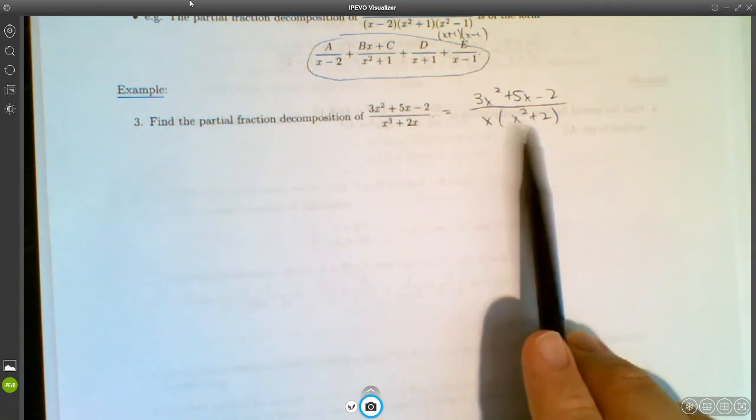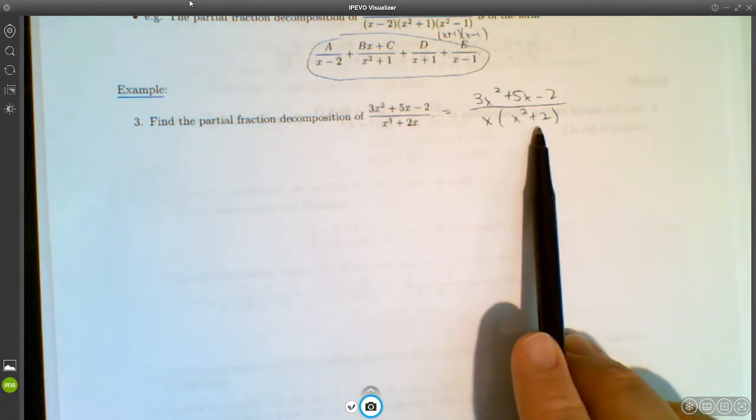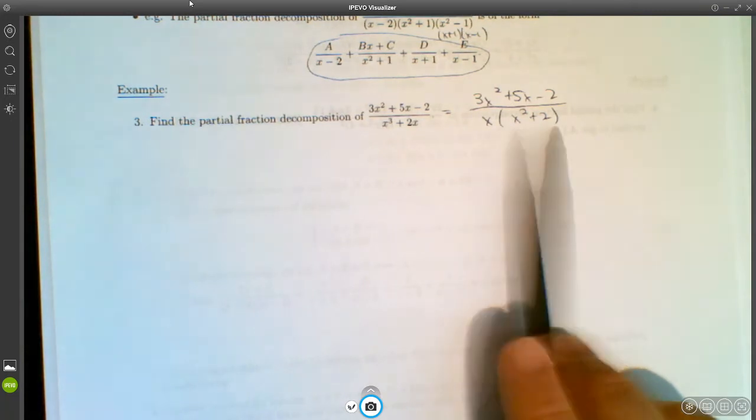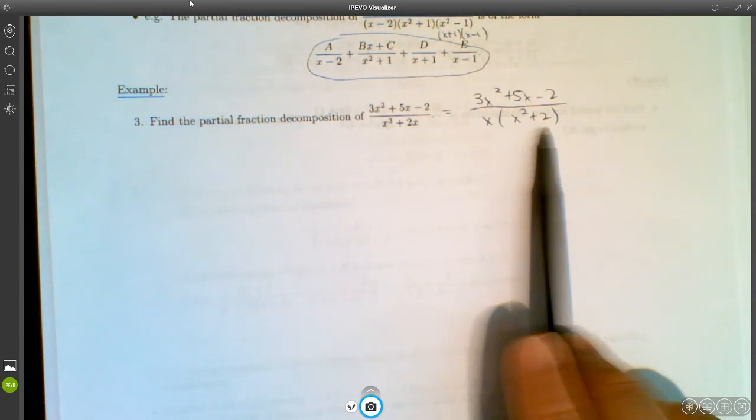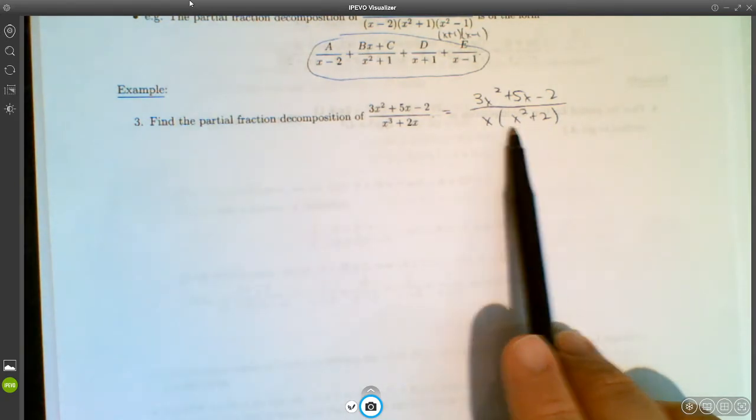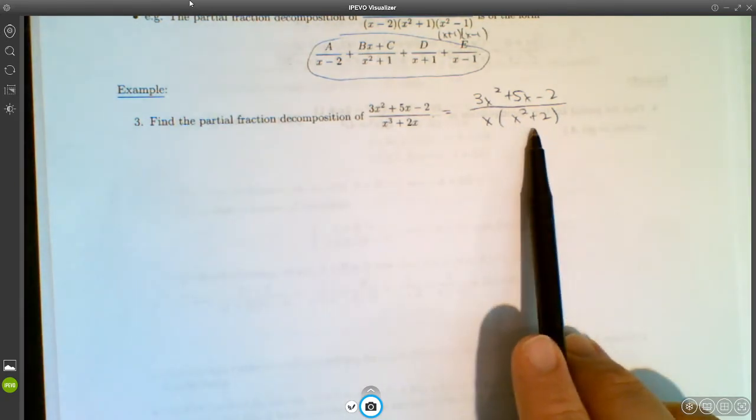Now, the zeros corresponding to x squared plus 2 are going to be plus or minus i times the square root of 2. So they're not real numbers, which means this is not factorable over the reals. This is irreducible over the reals. Okay?